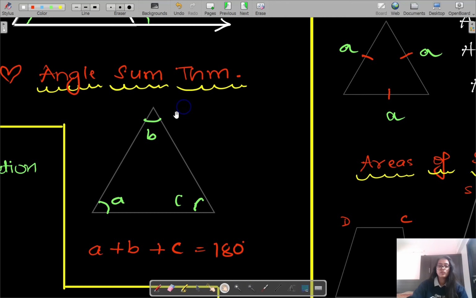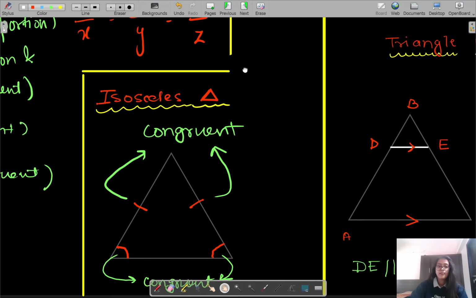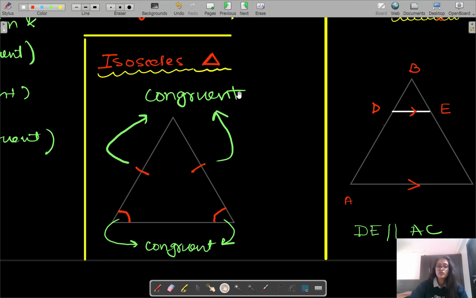Then you have angle sum theorem, which is very simple. You should know this. The sum of all the angles of a triangle is equal to 180 degrees. Then you should know isosceles triangles. Isosceles triangles are the ones in which any two sides are congruent. And you should know one property of isosceles triangles, that if two sides are congruent, then the angles opposite to the two sides are also congruent. The converse of the statement is also true. If the two angles are congruent, then the sides opposite to the angles will also be congruent.